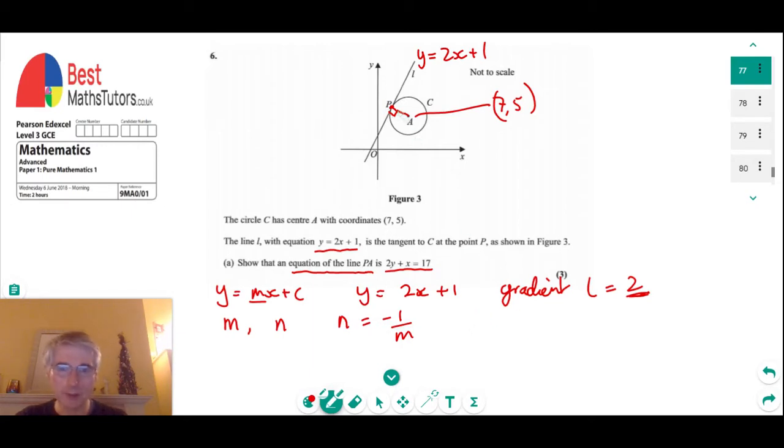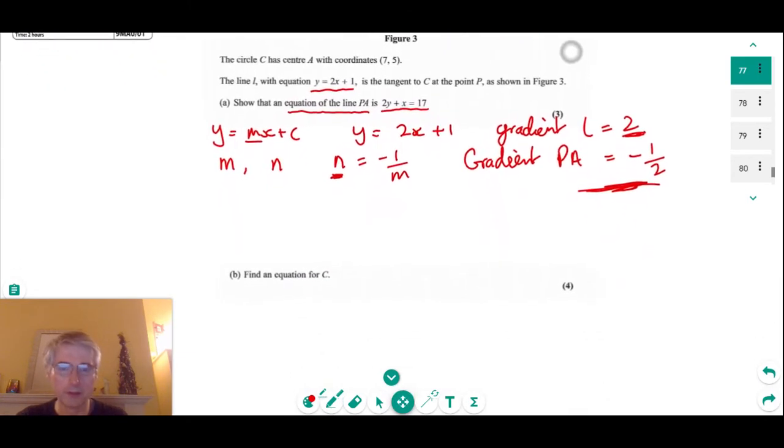So if we call the gradient of line PA n, then we can see that the gradient of PA is going to be minus 1 over the gradient of line L. So it's going to be minus 1 over 2. So we found that, first of all. I'm just going to move this up a little.